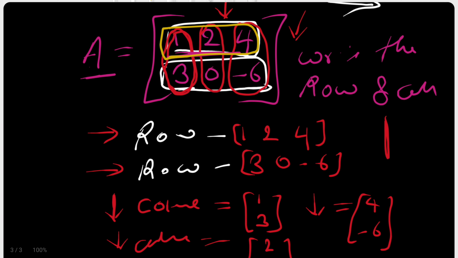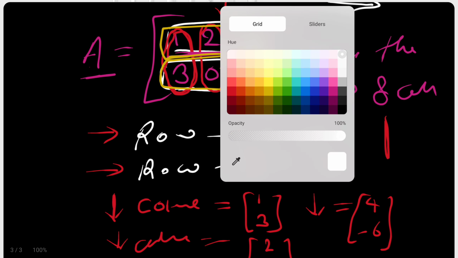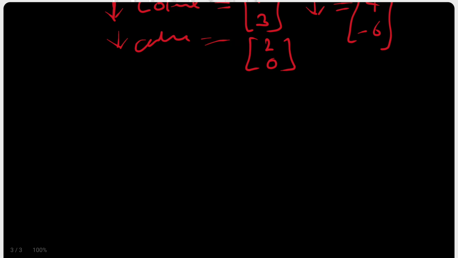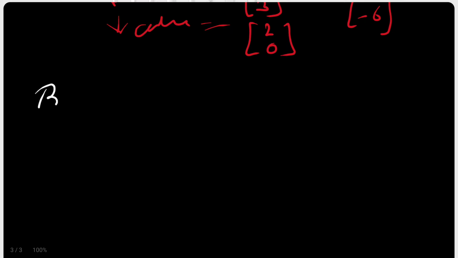This is our row, this is our another row. And which is column here? The another column, this is our column, this is our column, this is our column. Did you understand? Right, let me take another example. You have to understand better if you take another example.